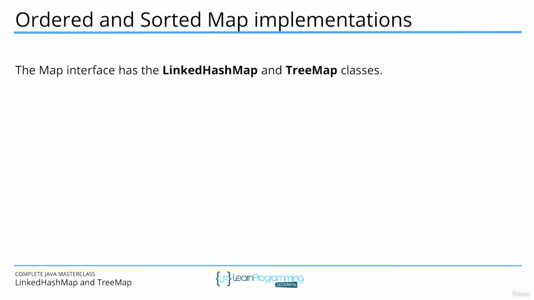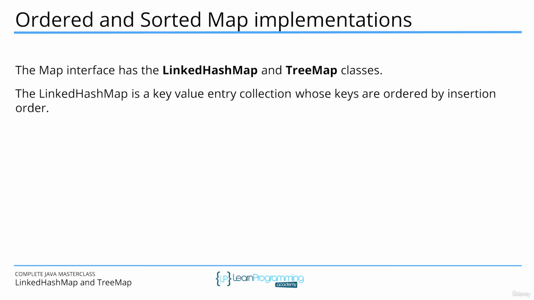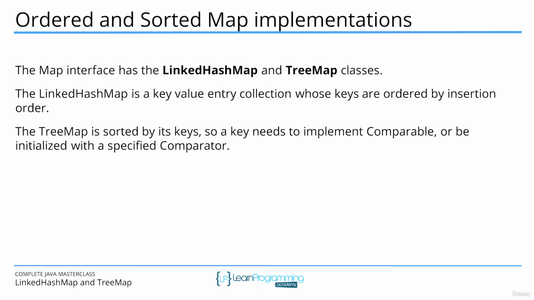Like the Set interface, which has LinkedHashSet and TreeSet implementations, the Map interface has the LinkedHashMap and TreeMap classes. The LinkedHashMap is a key-value entry collection whose keys are ordered by insertion order. The TreeMap is sorted by its keys, so a key needs to implement Comparable, or be initialized with a specified Comparator. Let's take a look at these in code.